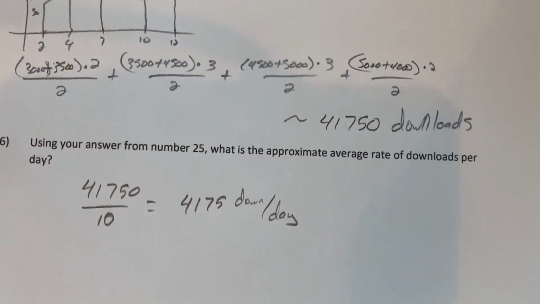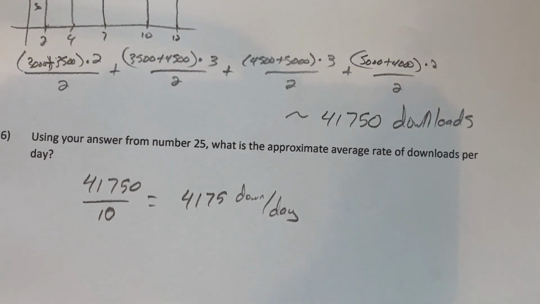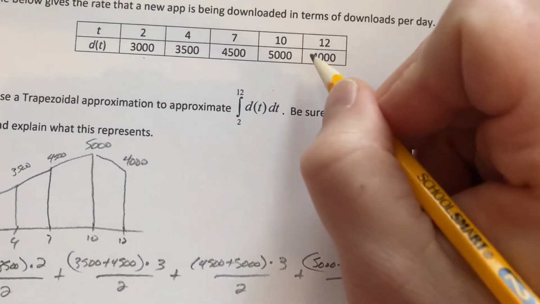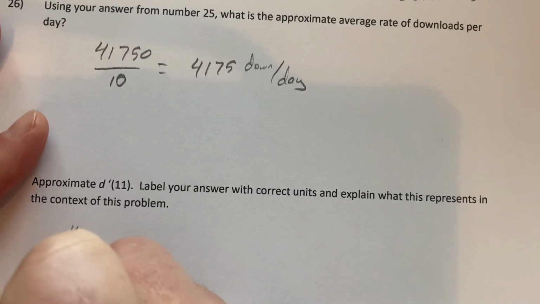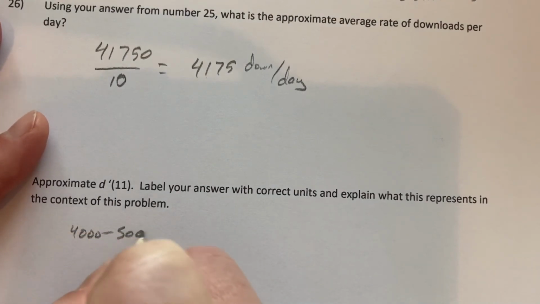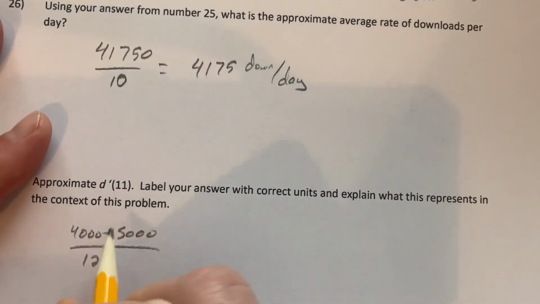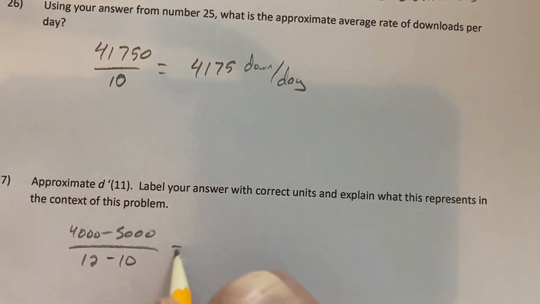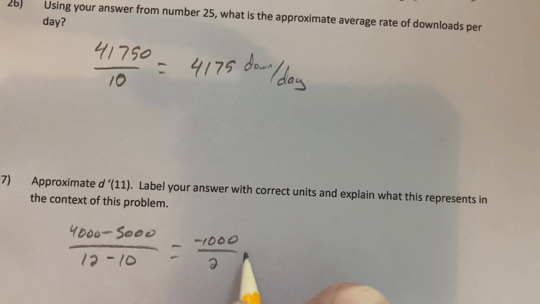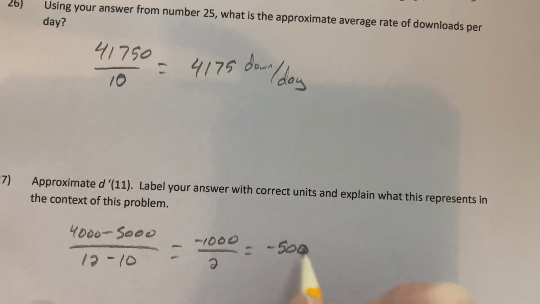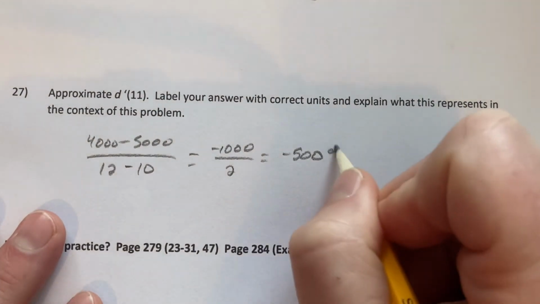And then 27 says approximate D prime 11. So at 11, if I come back to the table, we're looking for the derivative of D. So I want to know, how did it change? It went from 5,000 to 4,000. And that was from 10 to 12. So it went down 1,000 downloads per day in 2-day time. So on average, it was going down negative 500 downloads per day per day.